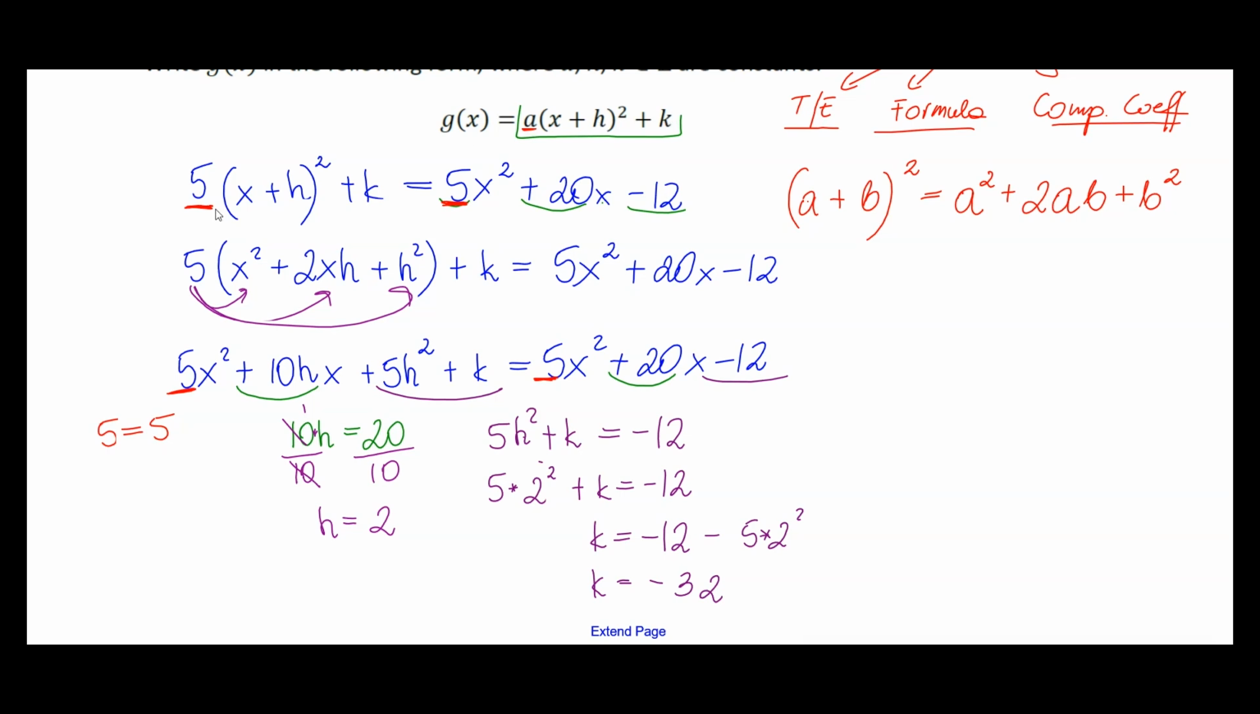So now we can replace that h with 2 and that k with minus 32, and we know a is the same, will be 5. So our g equation will be 5 bracket x plus 2 to the power of 2, and instead of k, minus 32. And there it is, a different form.